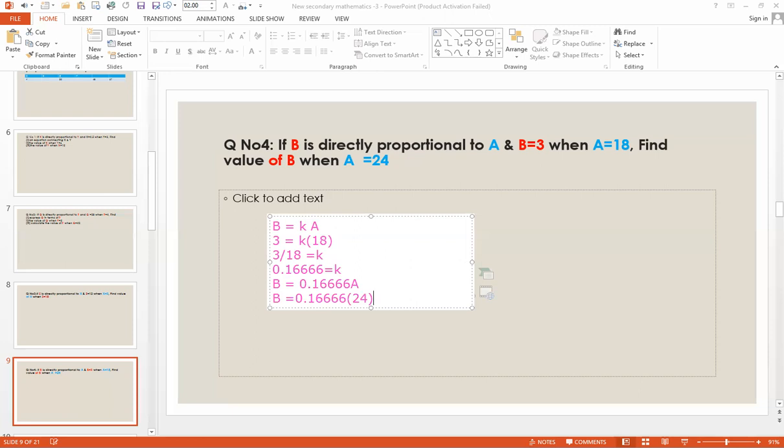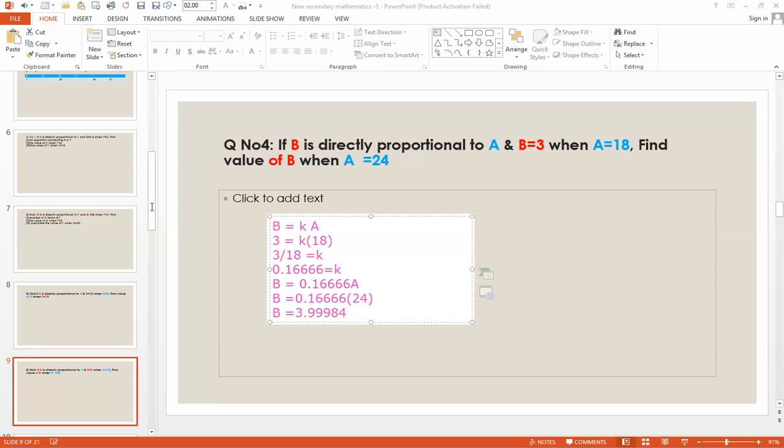So we have 0.16666 and we have to multiply it with 24. So what is the value of B? Look here, it is equal to 3.99984. Getting my point? So this one is question number 4 of this exercise.